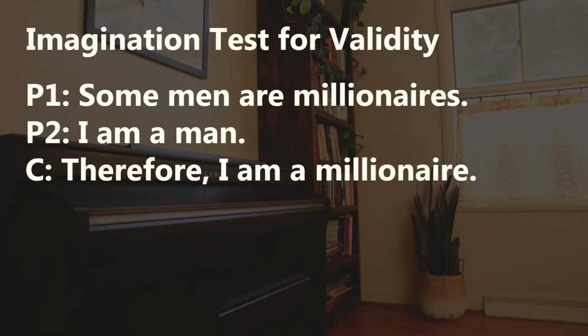Let's look at another simple example involving the imagination test. This one is, some men are millionaires. I, David Agler, am a man, therefore I'm a millionaire. So again, employing the imagination test, I imagine the premises being true. I imagine that there are some people and they are millionaires. I'm going to imagine that I'm a man, and now I'm going to try to imagine the conclusion is false. That is, I'm going to imagine that I am not a millionaire.